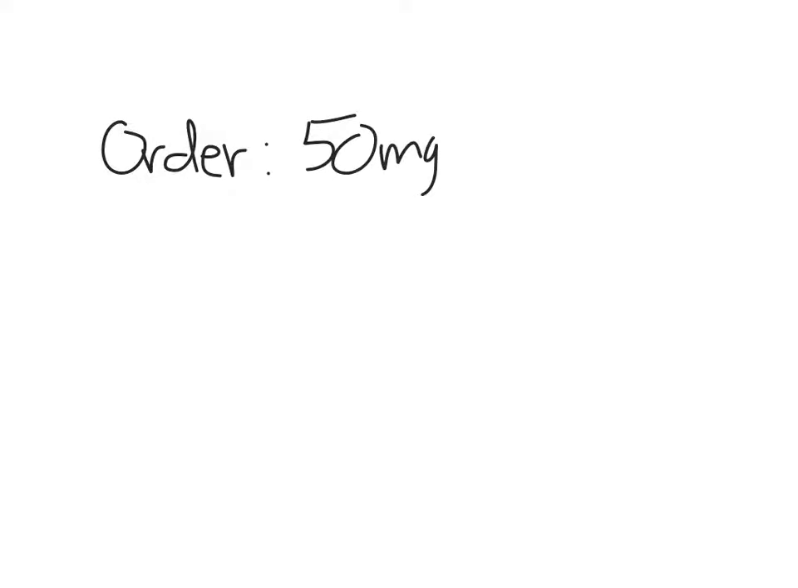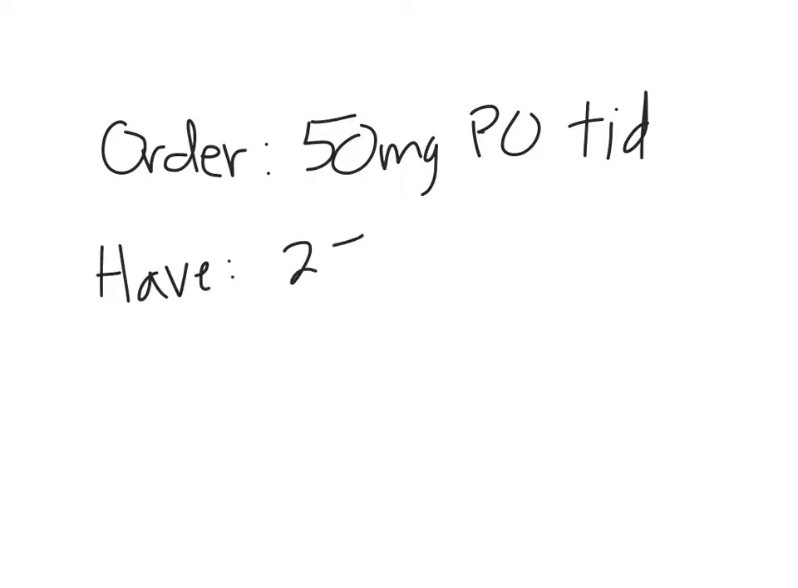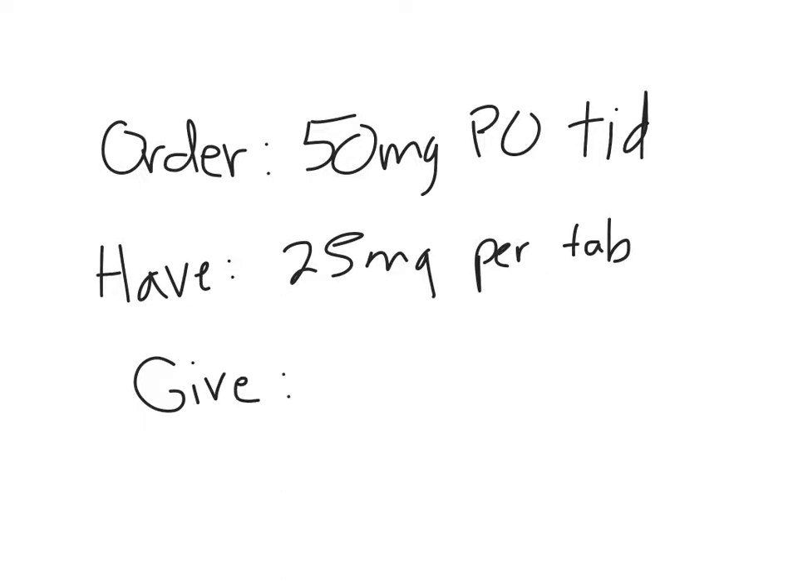to take PO, which we know is by mouth, to take, let's just start with TID. So TID, you guys know, means 3 times a day. And we have a medication that comes 25 milligrams per tablet. So starting with just kind of an easier one here. If they need 50 milligrams and they come in 25 milligram tablets, we know that that's double that amount. So you guys hopefully are doing that in your head, and you know that that means they would have to take 2 tablets. So we would give 2 tablets.